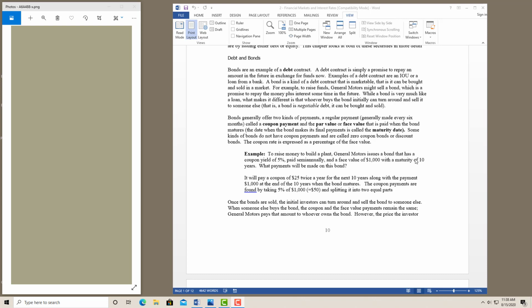And we find that coupon payment by saying it has a coupon yield of 5%. So we take 5% of the face value of $1,000, and that's $50. And we split it into two parts since it's paid semi-annually, twice a year. So it has two payments every year of $25. And then it has one payment after 10 years, the maturity date, of $1,000, the face value. So you'll see a description of a bond, and then you have to figure out what the payments are.